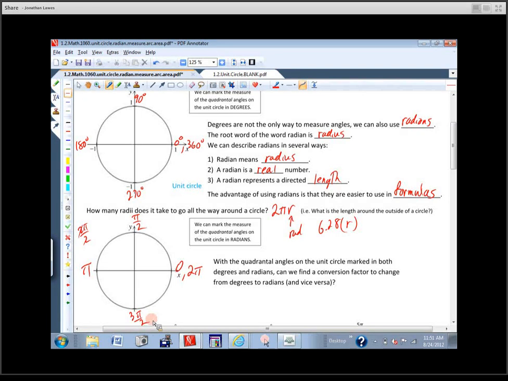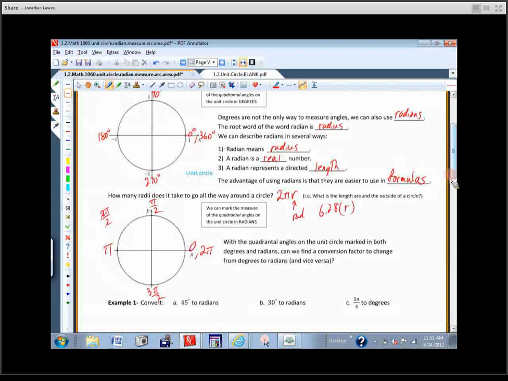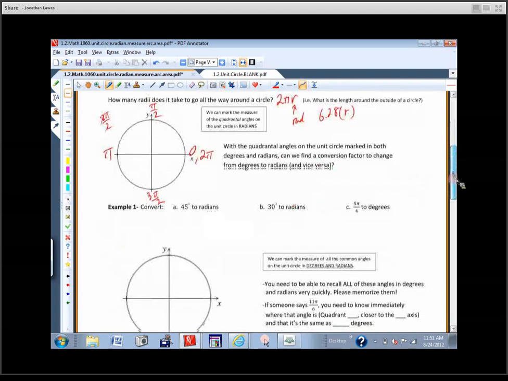What would this be down here? 3 pi halves. If you wanted to say it this way, we don't do this ever, but you could say 1.5 pi. You could say that, I suppose. All right. So we've got all the quadrantal angles. They are 0, pi halves, pi, 3 pi halves, and 2 pi if we go all the way around. Everybody good with that? Okay.